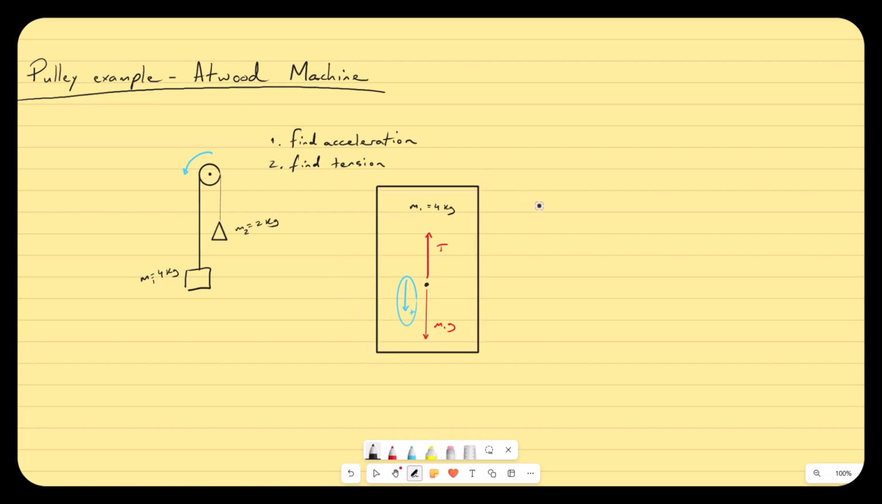Now for the other mass, mass 2 is 2 kilograms. I'm going to have the exact same free body diagram. I've got tension going up, I've got M2G going down. But here we go. If downward is positive here, that comes from wrapping that axis around my pulley. So over here, upward is going to have to be positive. Now I'm ready to solve the problem.